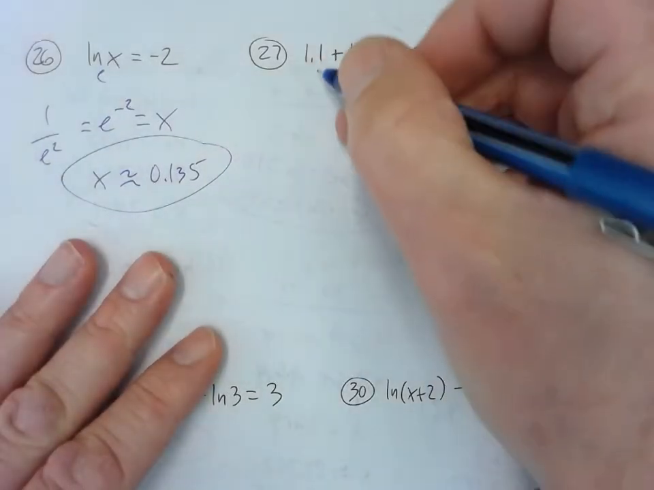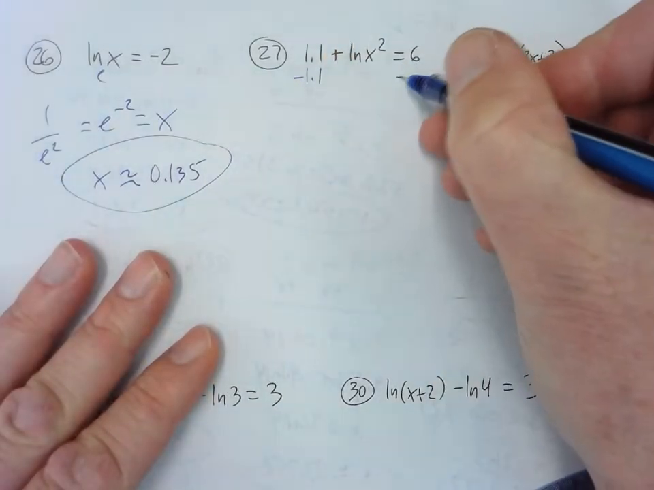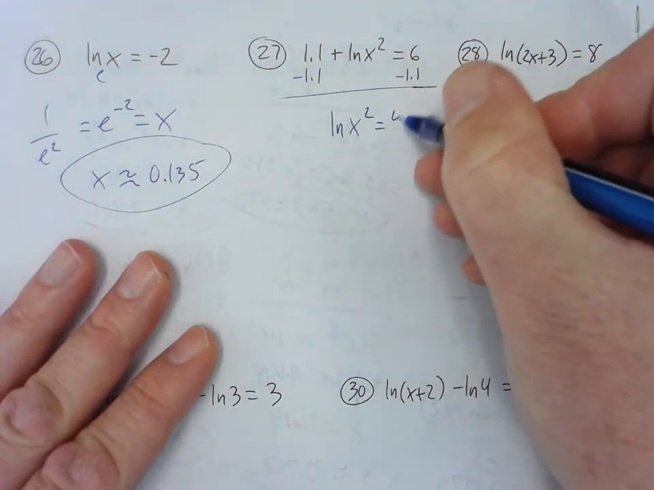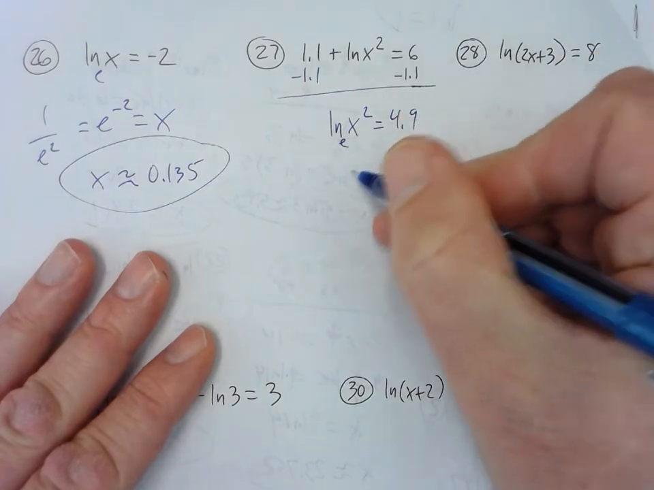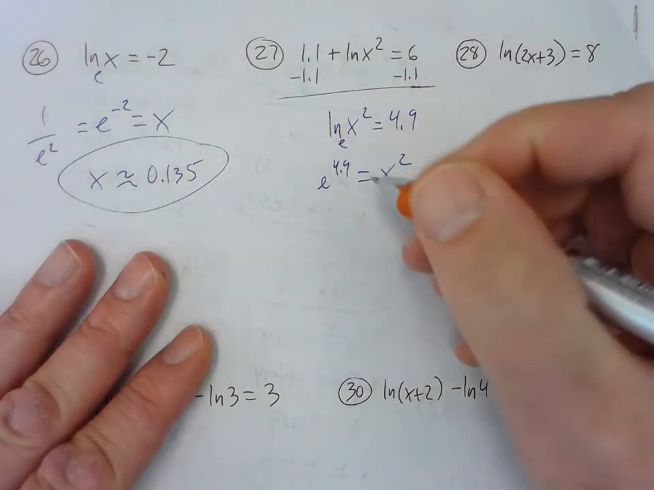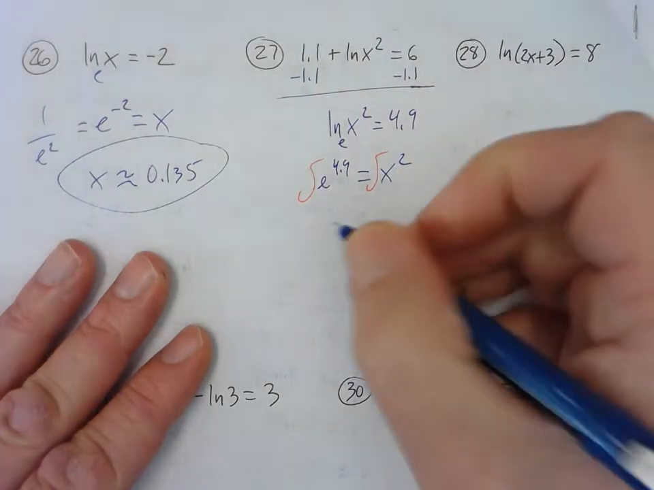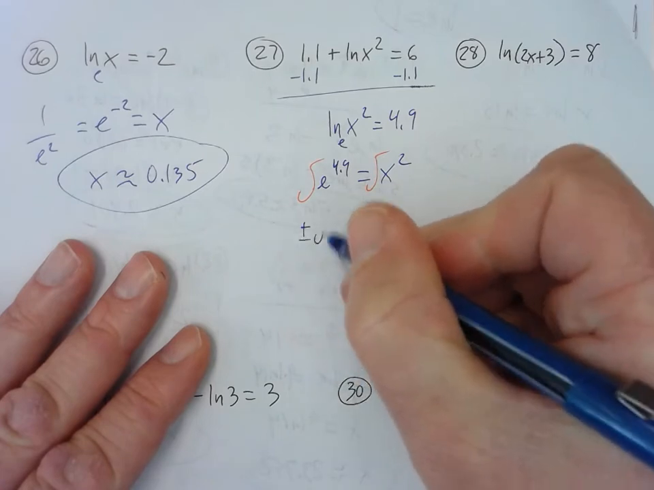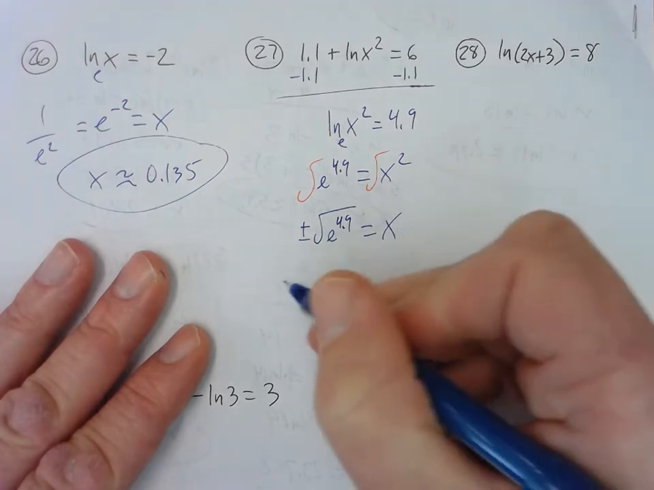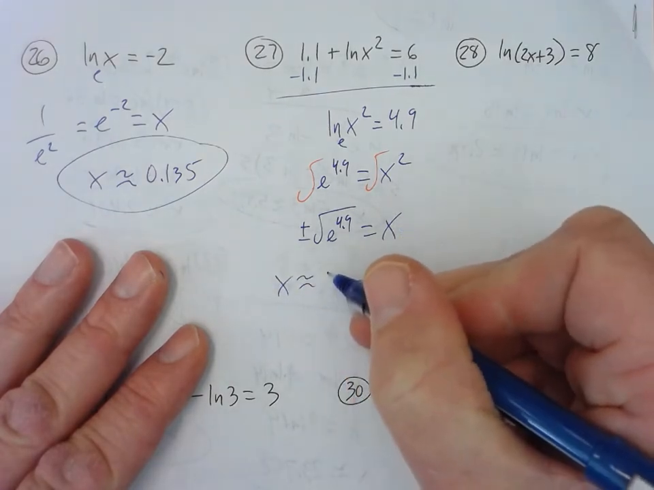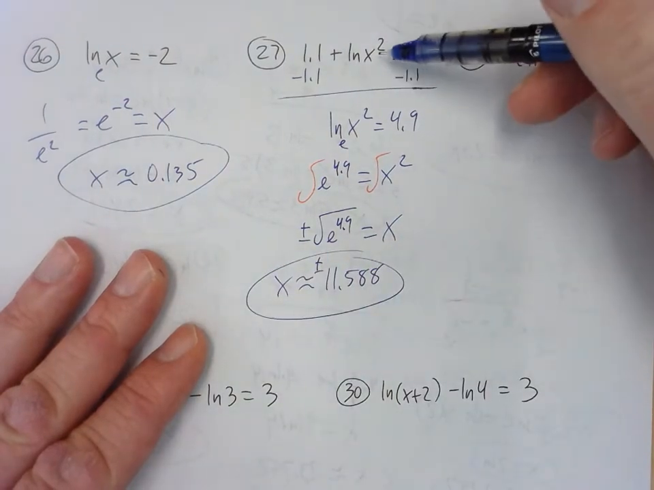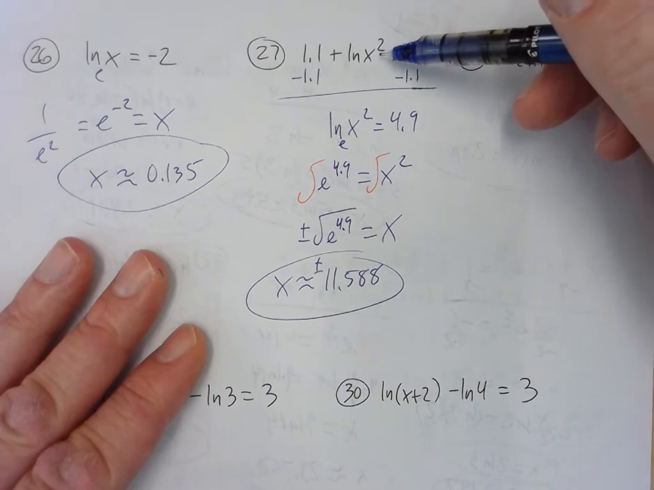All right, so I'm going to subtract over the 1.1 because I'm isolating here. So I get natural log of x squared is equal to 4.9. So e is the base, so e to the 4.9 is equal to x squared. Then we take the square root of each side, and we get plus or minus square root of e to the 4.9 power is equal to x. We type that into the calculator, and we get approximately 11.588 with the plus and minus in front. Now it's okay to have a negative because I'm going to square the negative before I take the natural log of it.